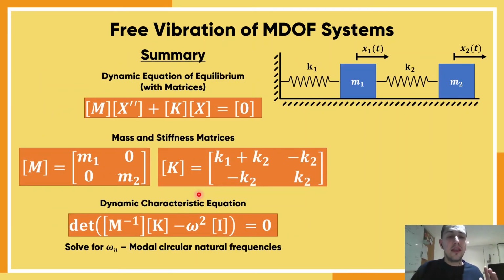So in summary for today, we took the mass matrix and the stiffness matrix, and we learned this dynamic characteristic equation. The determinant of the inverse of the mass matrix times stiffness minus omega squared I has to be equal to 0. And if we take this equation and we solve for omega, we're going to get omega n, so the modal circular natural frequencies for any mode that we're considering in our structure.